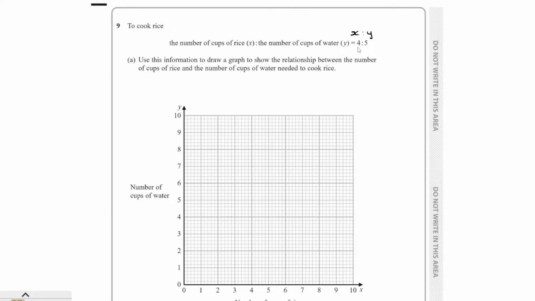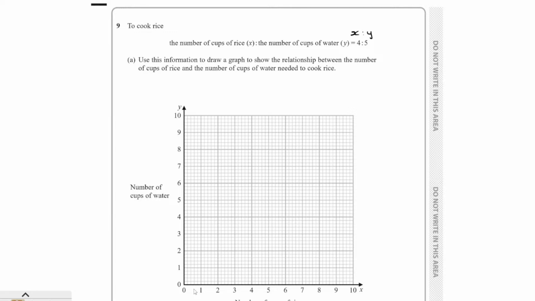Because every time you have 4 cups of rice, you're going to need 5 cups of water. So every multiple of that would create a straight line, wouldn't it? It's a linear relationship. So what we need to do is, first of all, you could create the equation. They've obviously not given you space to do that. But I think we need to create 2 sets of coordinates, don't we?